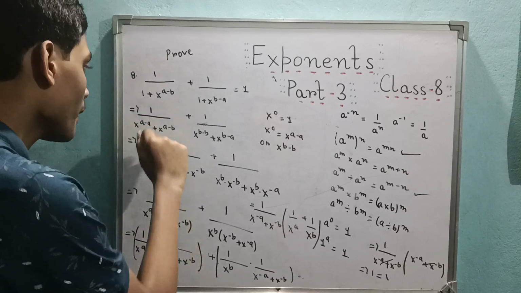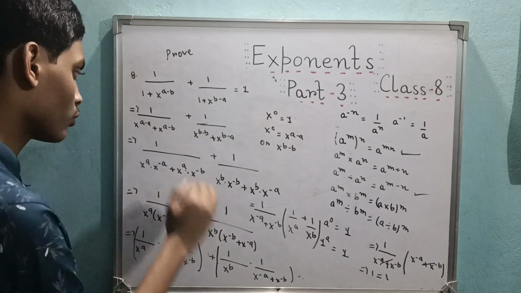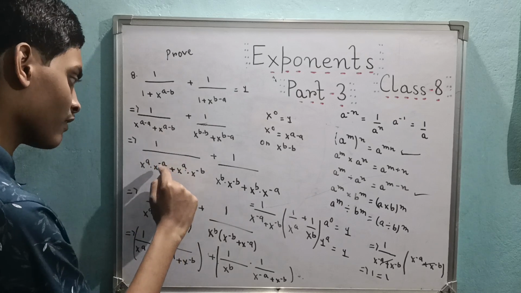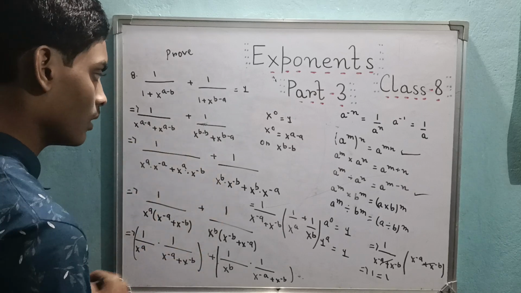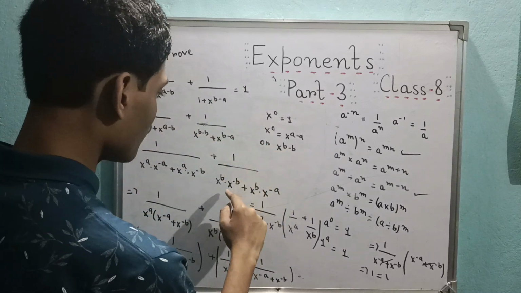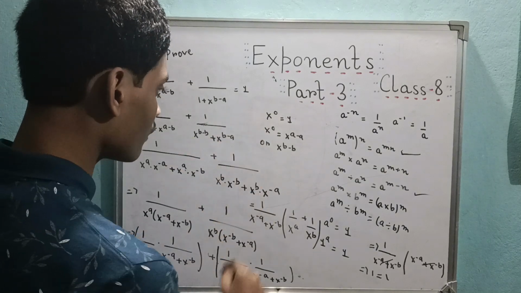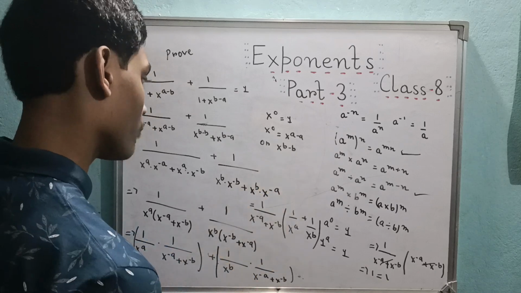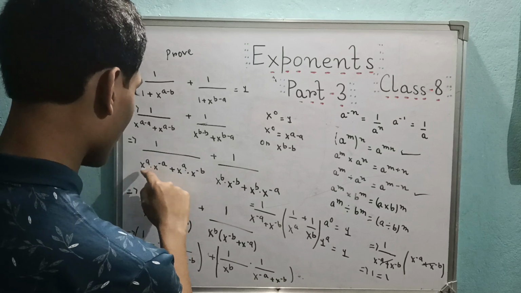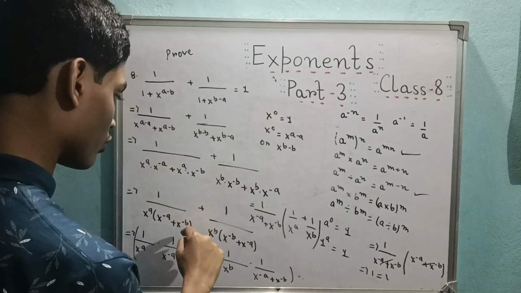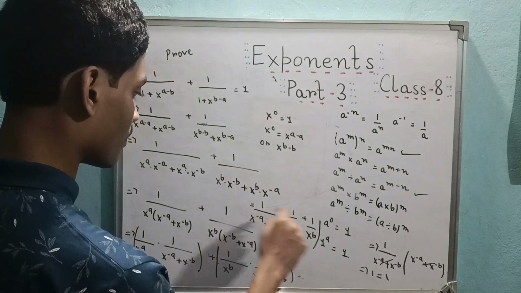Then x to the power a minus a means x to the power a into x to the power minus a. Right? If you just do the reverse, x to the power a plus minus a means a minus a. Similarly, x to the power a minus b means x to the power a into x to the power minus b. Here also x to the power b minus b means x to the power b into x to the power minus b, plus x to the power b minus a means x to the power b into x to the power minus a. Okay. Now in the denominator, take x to the power a common here. You will have x to the power minus a plus x to the power minus b. Similarly, take x to the power b common here. You will have x to the power minus b plus x to the power minus a.